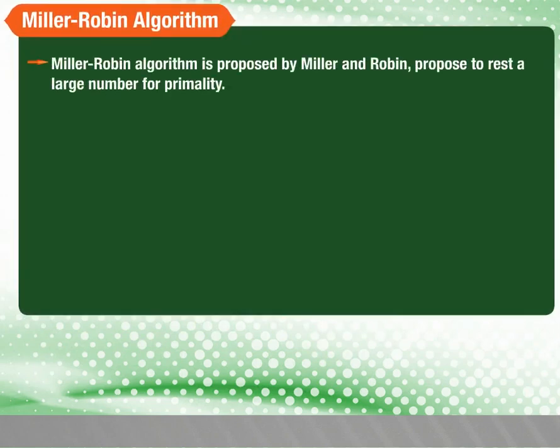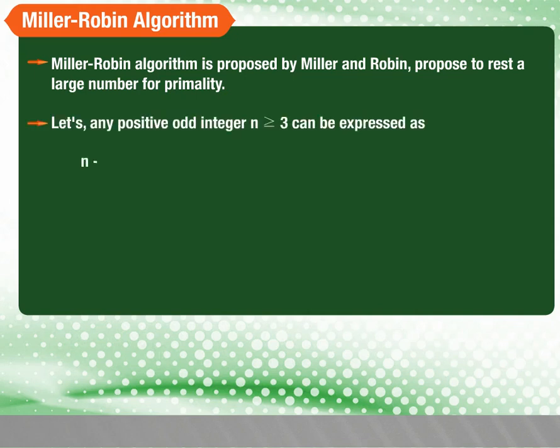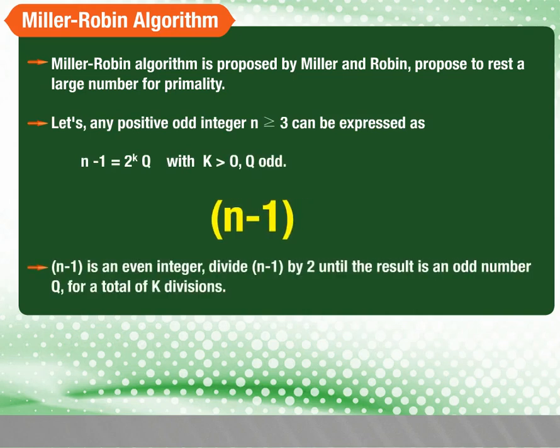The Miller-Rabin algorithm was proposed by Miller and Rabin to test a large number for primality. Any positive odd integer n greater than or equal to 3 can be expressed as n minus 1 is equal to 2 power k into q, with k greater than 0 and q odd. n minus 1 is an even integer. Divide n minus 1 by 2 until the result is an odd number q, for a total of k divisions.